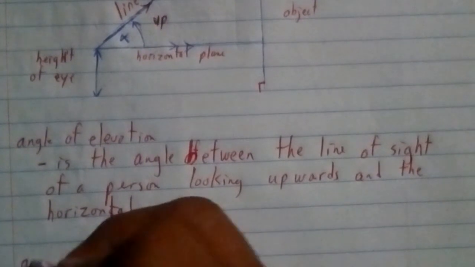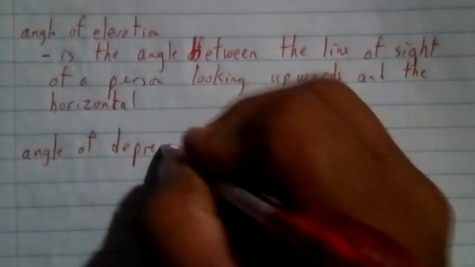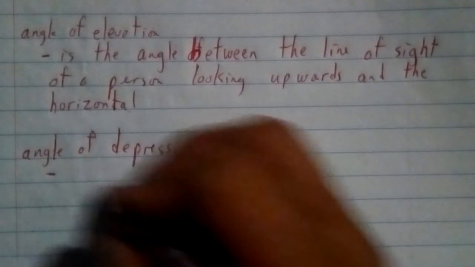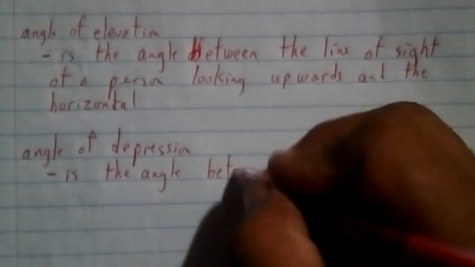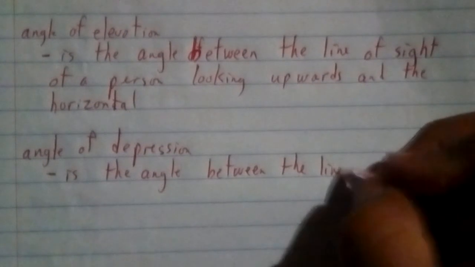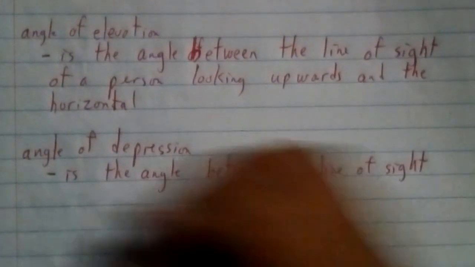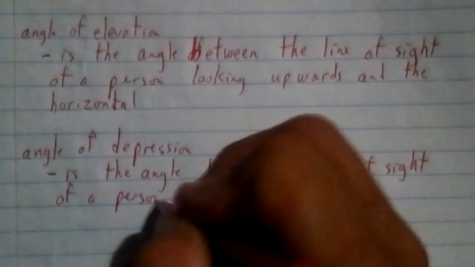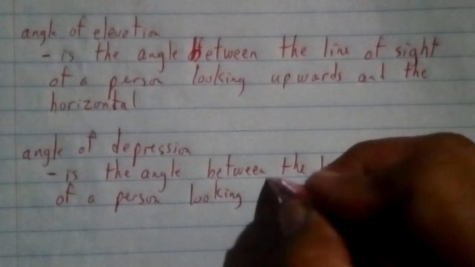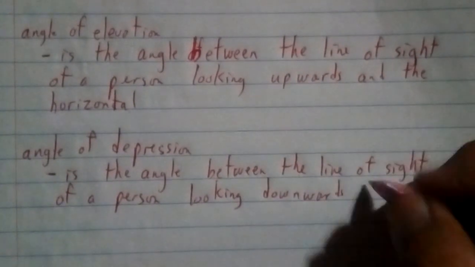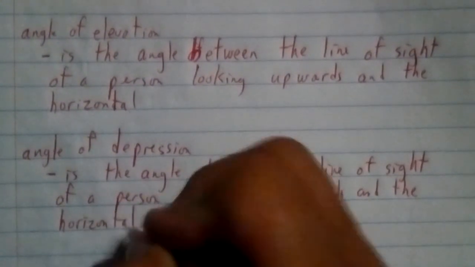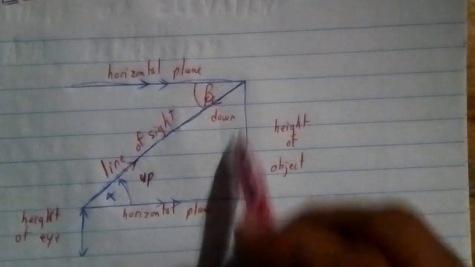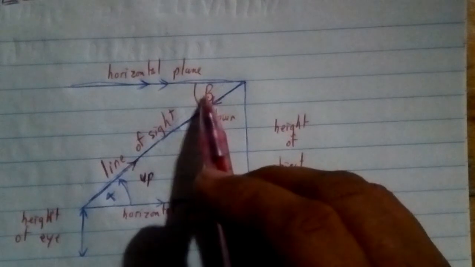So now we have the angle of depression. The angle of depression is the angle between the line of sight of a person looking downwards and the horizontal. So the angle of depression from our diagram is this angle here that you make with the horizontal plane looking downwards. So that's the angle of depression.